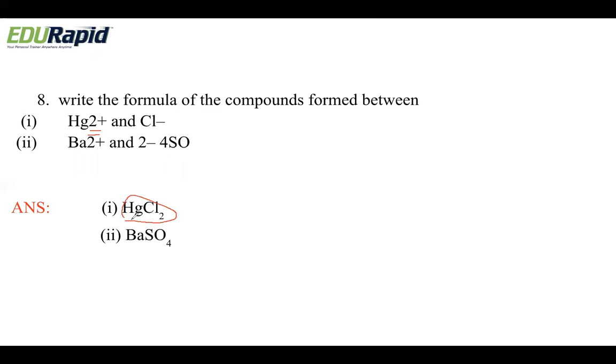Now here Ba2+ and SO4 2-. This 2 and 2 will cancel out. We have the left one, since 4 is not a charge, it will always be SO4. So the formula is BaSO4, that is barium sulfate. Mercury chloride and barium sulfate.